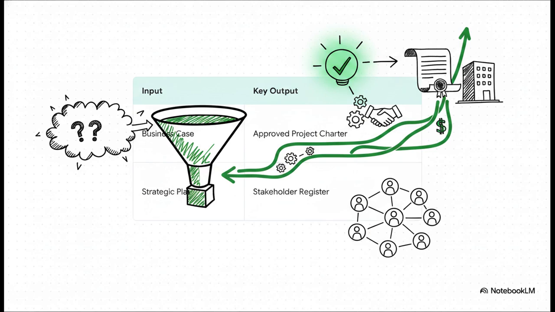This is where the core purpose gets defined. And this is where it gets real. You see how a raw idea, the input on the left, gets formalized. A business case or some strategic goal gets transformed into an approved project charter. Now that charter is the official green light. It's the piece of paper that says, yes, this project is real, it's got funding, and we're ready to go.